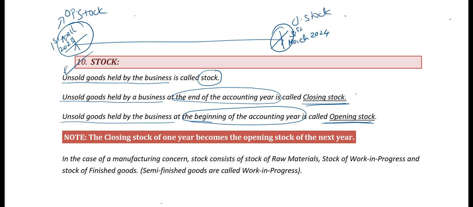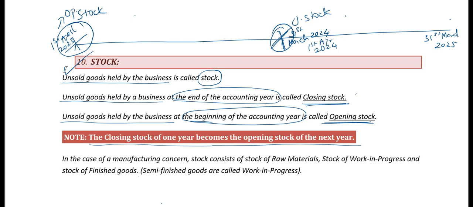Now what we need to understand is that the closing stock of one year becomes the opening stock of the next year. So considering the next accounting period, which is from 1st April 2024 to 31st March 2025, on 1st April 2024, the closing stock of 31st March 2024 will be the opening stock. So the closing stock of one accounting period will become the opening stock of the next accounting period.